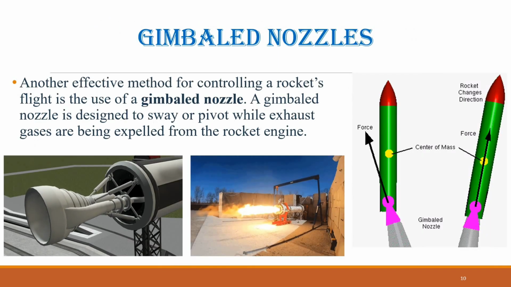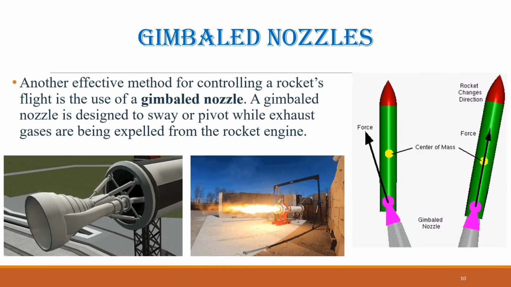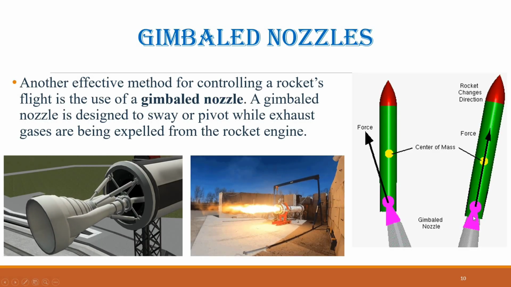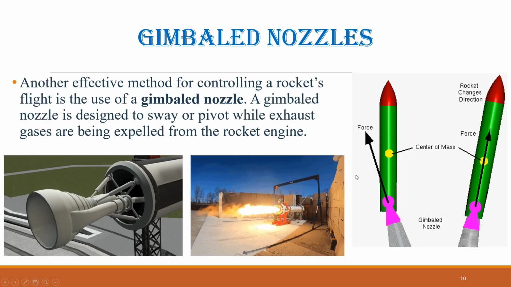Gimbaled nozzles. Another effective method for controlling a rocket's flight is the use of a gimbaled nozzle. A gimbaled nozzle is designed to sway or pivot while exhaust gases are being expelled from the rocket engine. By tilting the nozzle in a particular direction, the thrust vector of the rocket is changed. In response, the rocket adjusts its course, steering precisely in the desired direction. This method provides an efficient and reliable way to maneuver rockets without relying on external fins or vanes.